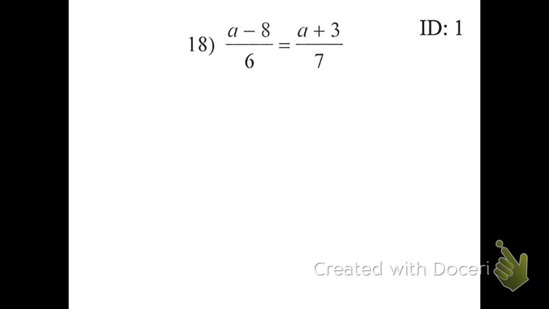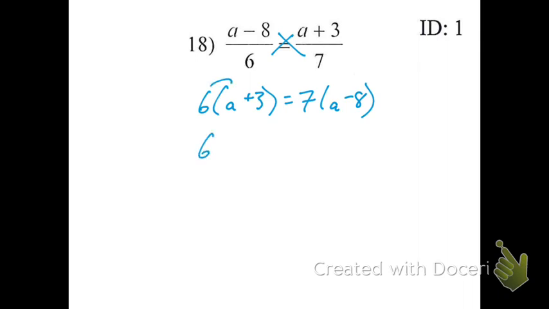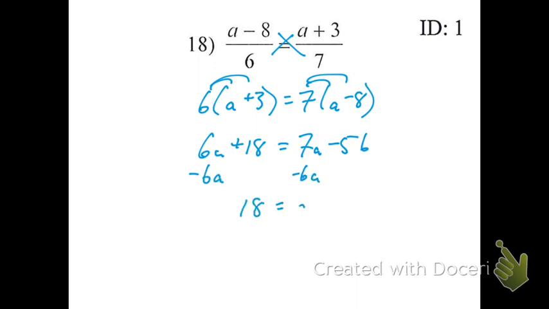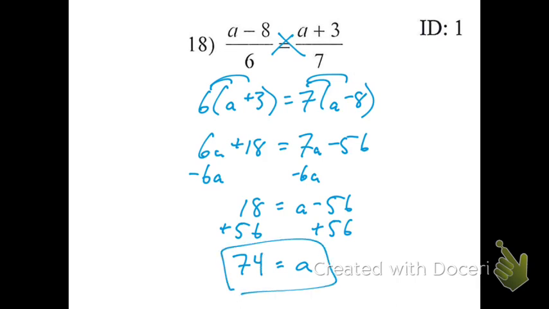All right. Already did number 16. I'll do 18, and maybe 20. Who knows? 6 times a plus 3, and then 7 times a minus 8. So 6a plus 18 equals 7a minus 56. So subtract 6a from each side. 18 is equal to a minus 56. Then I have to add 56 to both sides. So I get a is equal to 74. Yep.